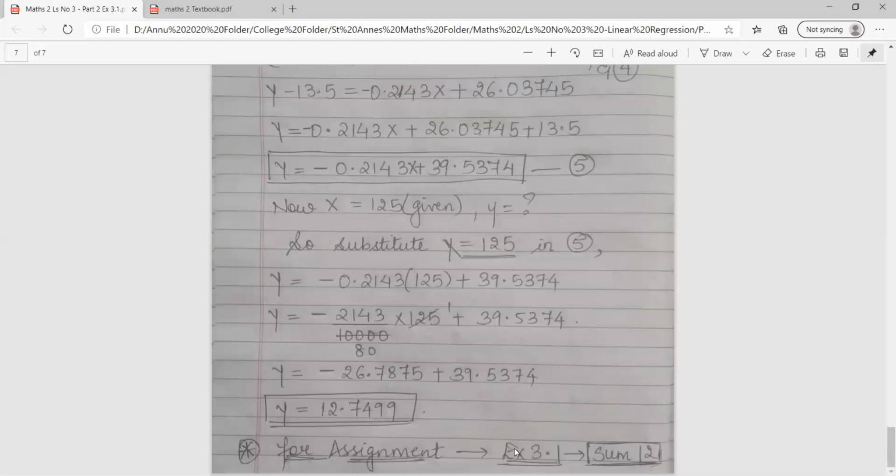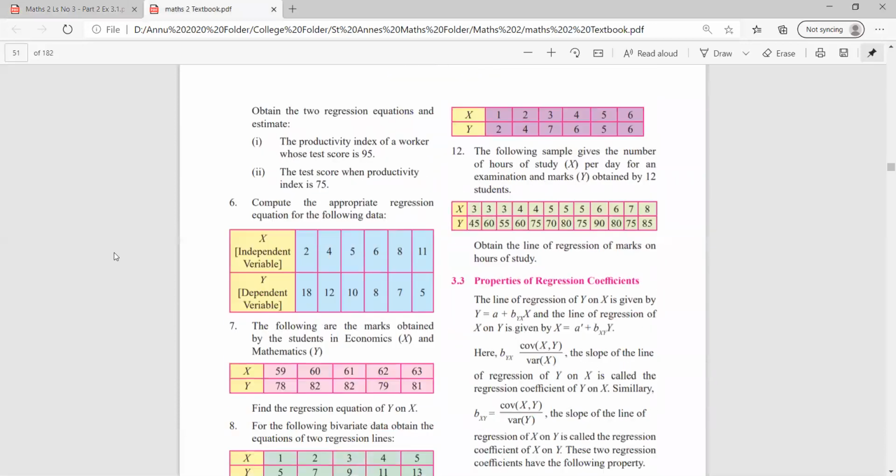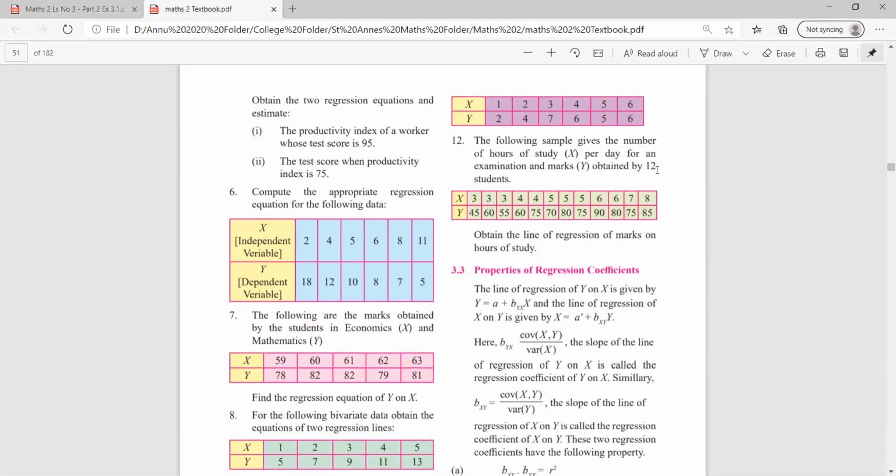So for assignment, you will solve exercise 3.1 sum number 12. So already from 1 to 11, all the sums I have solved for you. So I have kept only one sum for your practice. We can just orally discuss it, how you will do it. As you can see class, the same situation. You have to obtain regression line. Line and equation are one and the same class of marks on hours of study. So marks is represented as Y and hours of study as X. So again, you have to find out Y on X.